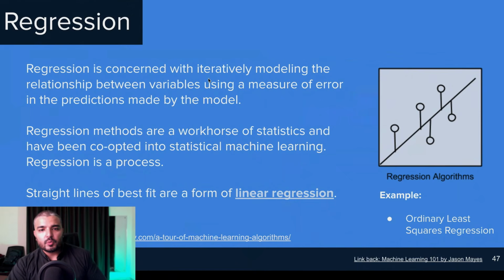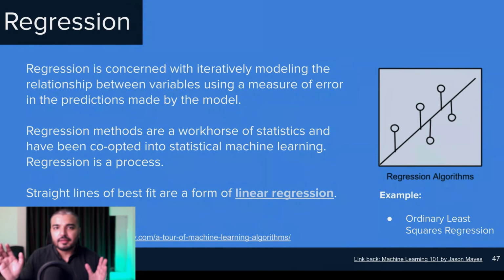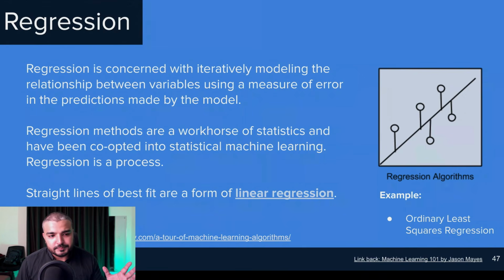Regression is concerned with iteratively modeling the relationship between variables using a measure of error in the prediction made by the model. Now just imagine you have a lot of data points. How do you make sure that you find the best fit? Just imagine you have 100 data points. Figuring out the permutations or combinations of those data points is going to be insane. You cannot just say, hey, I'm going to draw every data point just like that.